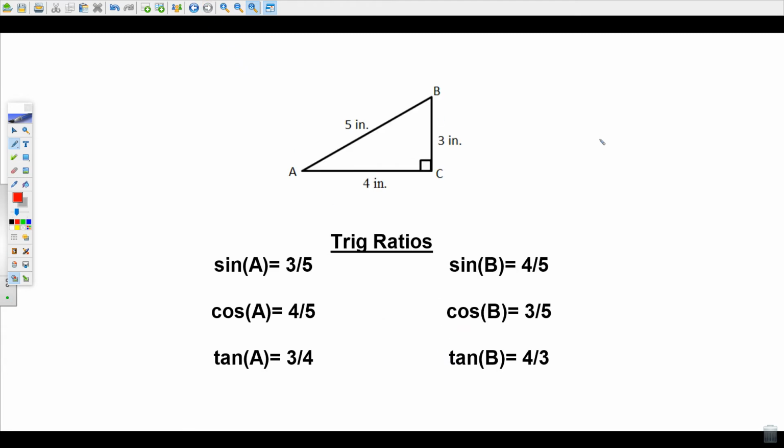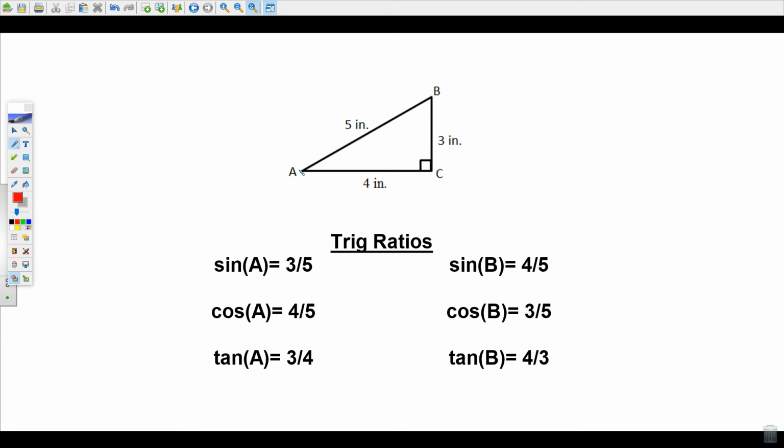Here's an example of what it looks like. So if I have this triangle, and I'm taking the sine, cosine, or tangent of angle A, I'm only focused on A. The sine of angle A would be the opposite side, which is 3, over the hypotenuse, which is 5. So this would be our trig ratio, 3 over 5.